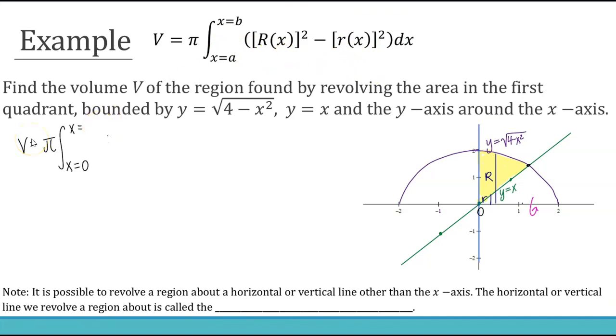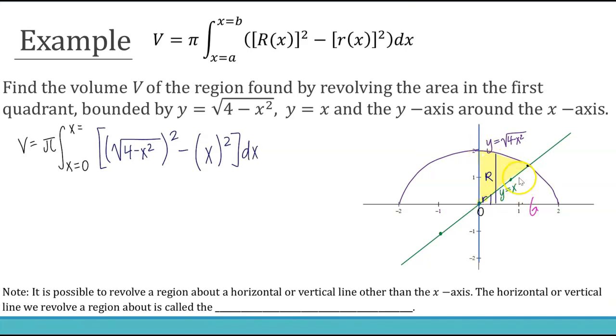So my big radius, top minus bottom, is the square root of 4 minus x squared minus 0, because the bottom of that big radius is the x-axis, and that is just 0. So all of that gets squared, minus the little radius. And so the little radius there is top minus bottom, so the top is x. So we have x minus 0, which is just x squared. So all of that dx.